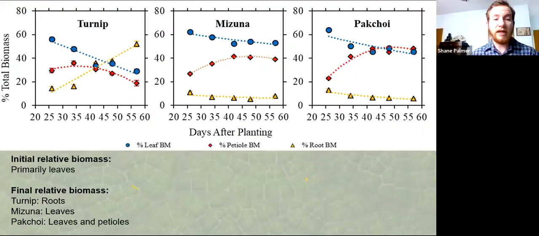And this is the comparison of the relative biomass between those three tissues within and among the three subspecies. Turnip is on the left, and you see that among all three species initially, leaves are taking up the largest proportion of biomass in all three of them. It's leaves first, and then petioles, and then roots take up the least.